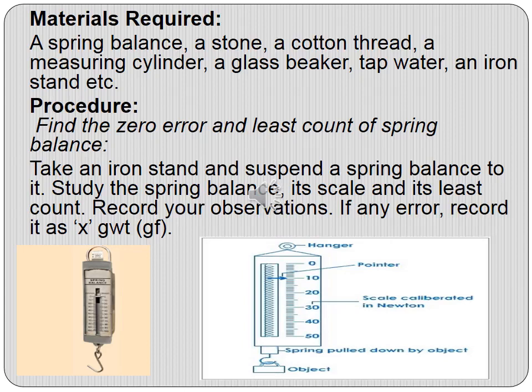What is the procedure? First, find the zero error and least count of the spring balance. Take an iron stand and suspend a spring balance from it. Study the spring balance, its scale and its least count. Record your observations. If there is any error, record it as X gram weight or X gram force.